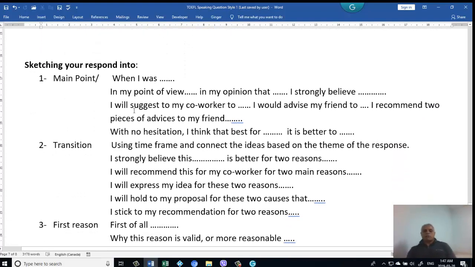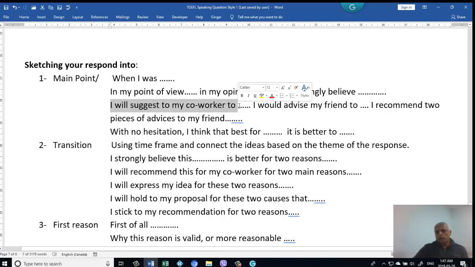It gives you some tips and phrases for when you start. For example, sketching your response: we have the main point, then we say, when I was a student, then what happened. Or maybe you could say, in my point of view, or in my opinion, then you continue. I strongly believe, then you continue. If you have an idea, you support it. Or sometimes maybe give advice: I will suggest to my coworker to do this. I will advise my friend to, then you give advice.